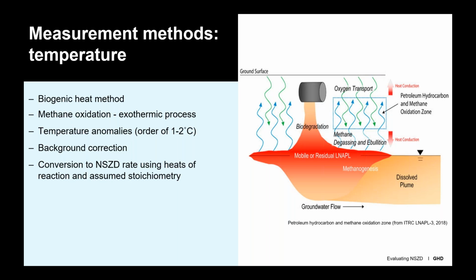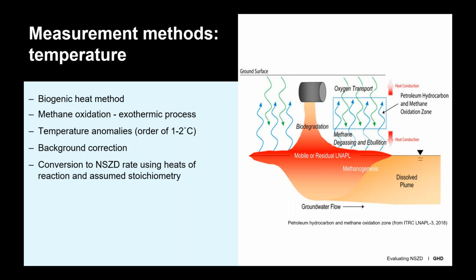Because of that, we can use it in analyzing the data. So again, we want to measure temperatures inside the LNAPL body and compare those to temperatures outside the LNAPL body. And we look for these anomalies in the temperature profiles, which just end up being on the order of 1 to 2 degrees Celsius. So it's not a huge change that we're looking for. The methane oxidation zone can be near the water table or it can be higher; it just depends on the rate of methane and VOC production or whether or not you have shallow soil impacts.